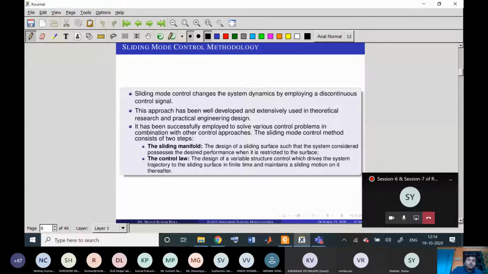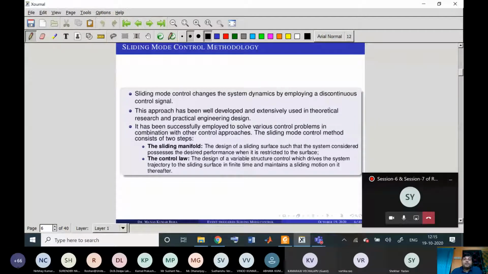Now, what is the use of the sliding manifold? How will we design the sliding manifold? Sometimes I call this the objective function. First you have to see what the objective of your controller design is, and that objective function will give you the hint of how to design the sliding manifold. In this lecture, obviously, I'm going to discuss that.